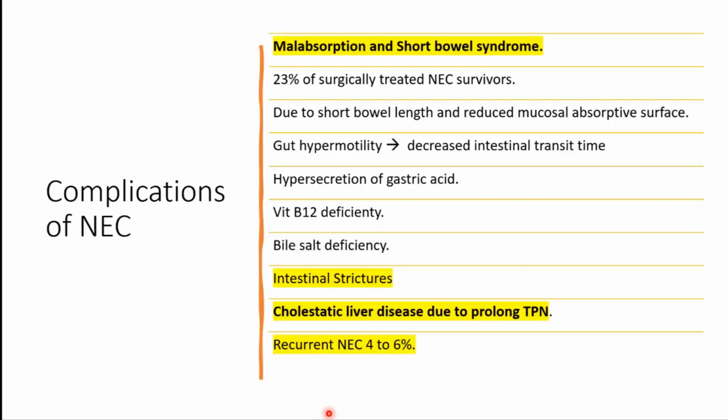As my friend has already discussed a few complications, I'll go to a few more, like complications related to TPN. Prolonged TPN causes cholestatic liver disease. Recurrent necrotizing enterocolitis occurs in 4 to 6% of cases. Then there are complications related to short bowel syndrome, in which less than 25% or less than 50% of the viable bowel is there. This is the main complication which causes reduced absorption and malabsorption, and this has to be addressed.